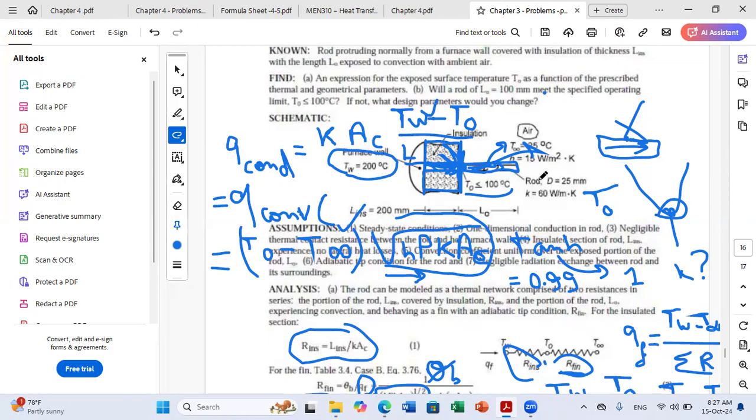And in this case, I can say that for this value, I can consider that it's useless to increase the length of the fin more. Okay, so I can investigate what is the value of L0.